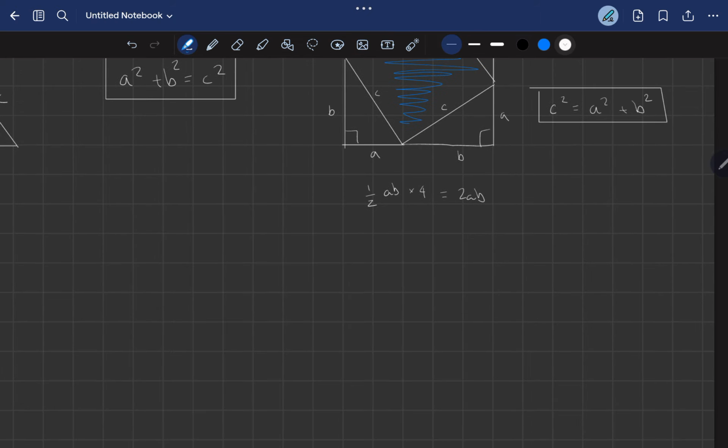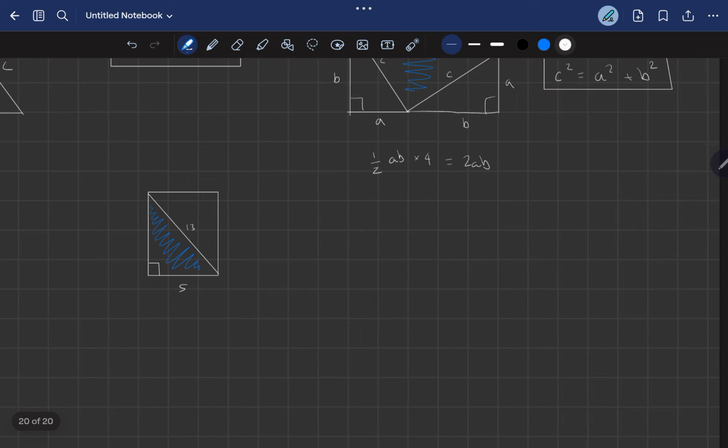A rectangle has a diagonal of 13 centimeters. So let's show a rectangle. One of its sides is 5 centimeters. What is the length of the other side? So look, we have a right angle triangle right here. I'm going to show you. Look at the blue right angle triangle. How do you find the length of the other side?